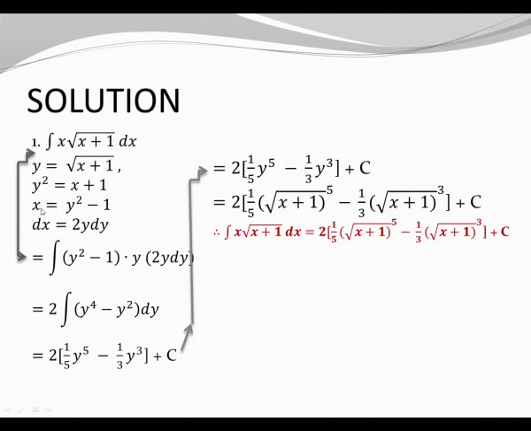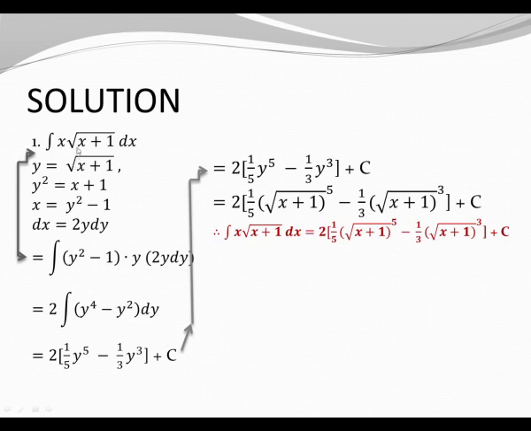So x is equal to y squared minus 1, because you can transpose the 1 to the other side so it becomes negative. After getting x, you can find the derivative of x. The derivative is simply dx equals 2y dy. Then the next thing to do is substitute into the given integral. To replace the x here, the value of x is y squared minus 1.